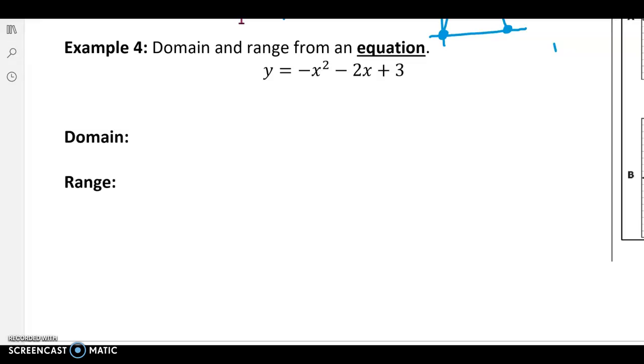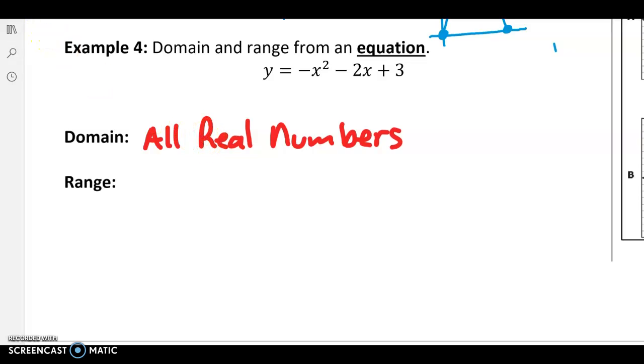Okay, our domain is all real numbers. Again, there are no endpoints. This is not a real world problem. And let's go ahead and have a look. Maybe pause your video and open your Desmos calculator, type in the equation, and then we'll look at the range of it.